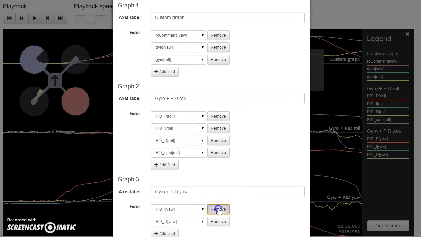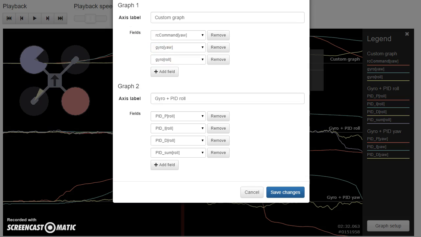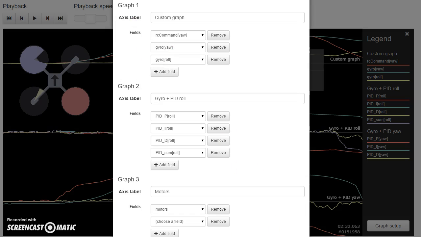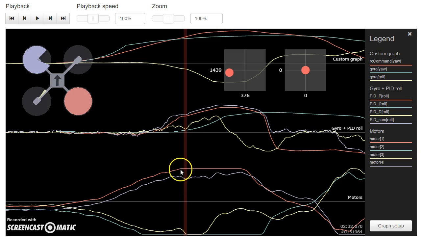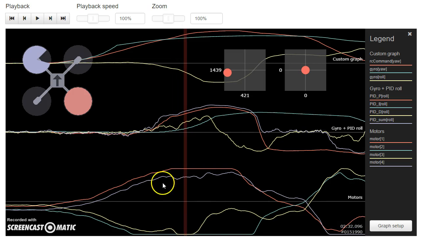In fact, let's just get this yaw out of here and let's add the motors, and we can see it. Here's the motors. The red motor maxes out. The blue motor mins out. And then the yellow motor mins out. The purple motor is the only one that doesn't max out. We're asking the copter to spin faster than it's really capable of spinning. So I think the answer here is that you need to reduce your yaw rate. This copter doesn't seem capable of creating that much yaw rate without becoming destabilized.